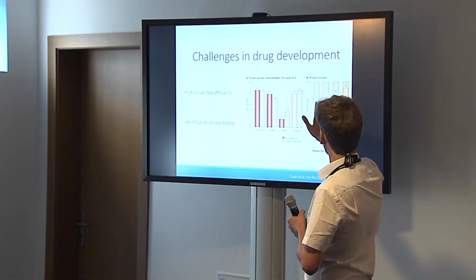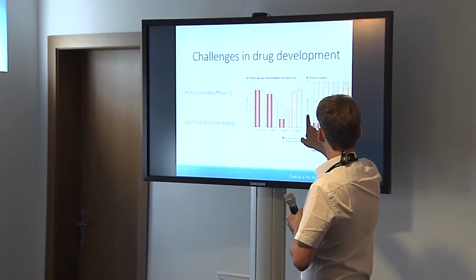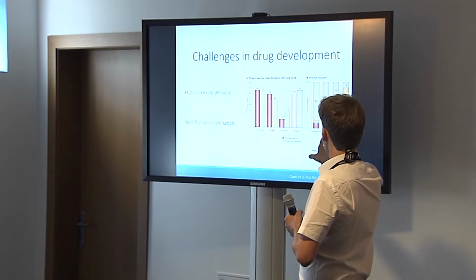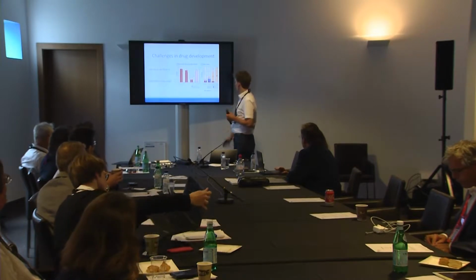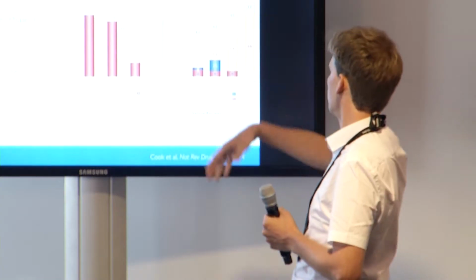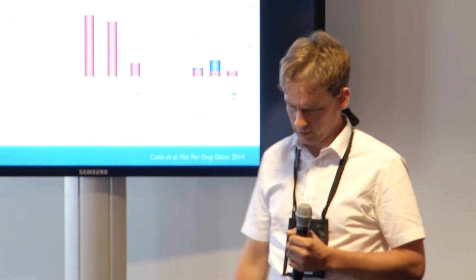So we can look at the right graph over here. In preclinical and phase 1, basically drugs failed because of a safety issue. But in later stages, in particular phase 2, there was actually an efficacy problem.